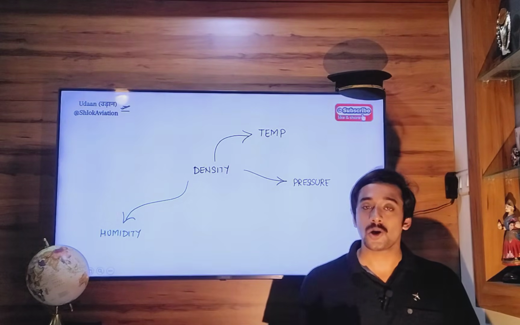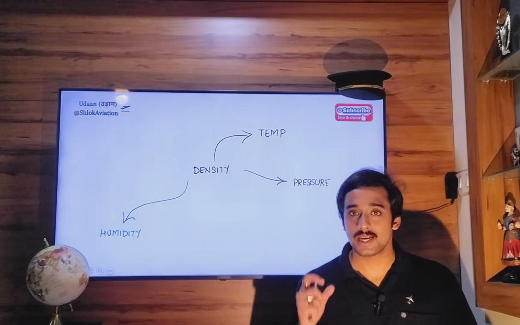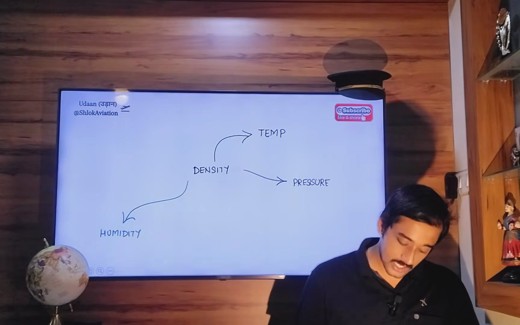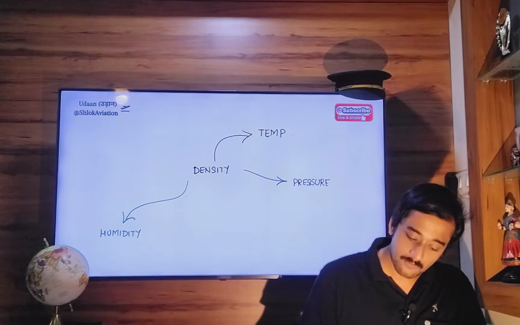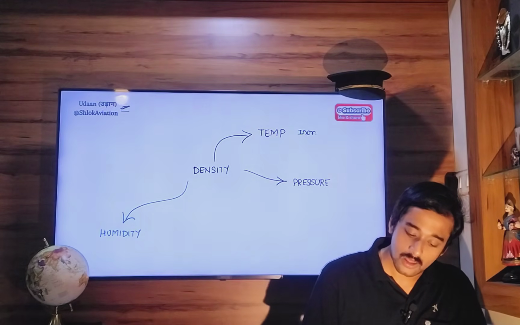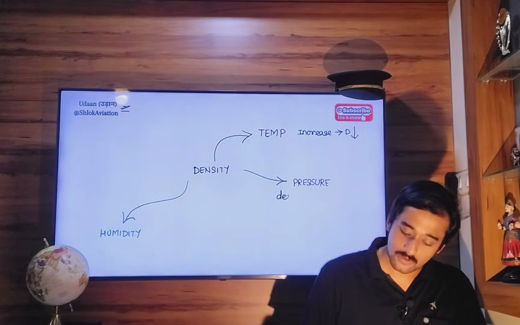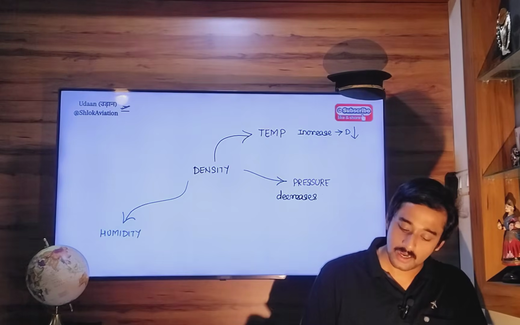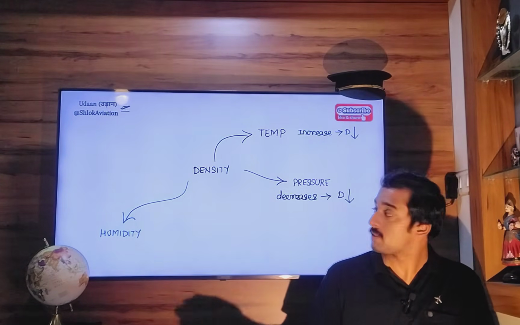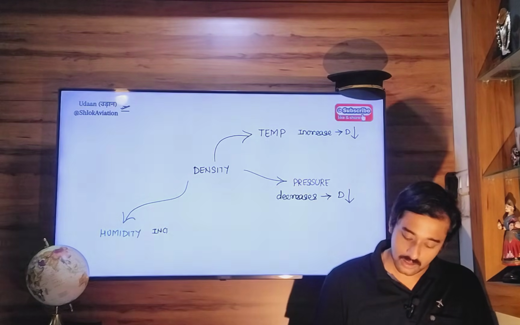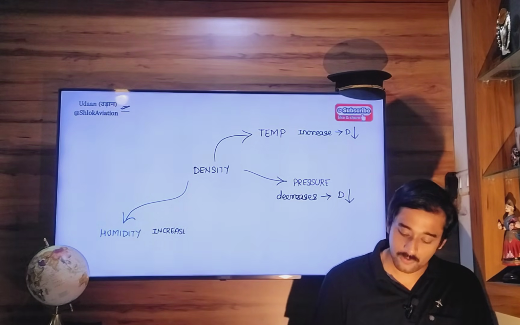So under what conditions can we expect to get little density air, thin air, less density air? Whenever temperature increases, the density of air decreases. Whenever pressure decreases, again the density of air will decrease. Whenever humidity in air increases, the density of air will again decrease.